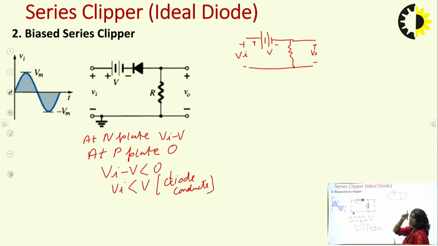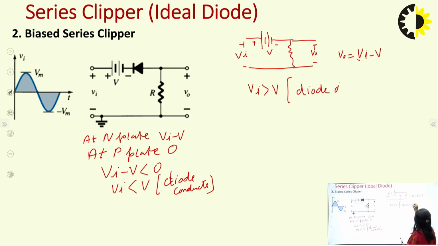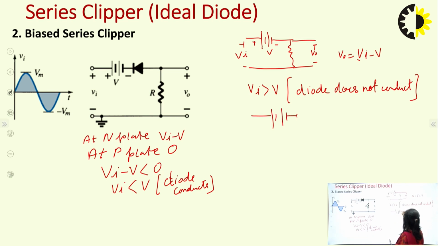In this case the diode has become a short. Now the output voltage V0 would be equal to Vi minus V. Now the condition in which our diode will not be working: Vi greater than V, the diode does not conduct. In this case the diode becomes an open circuit, and the equivalent circuit would be in this way.